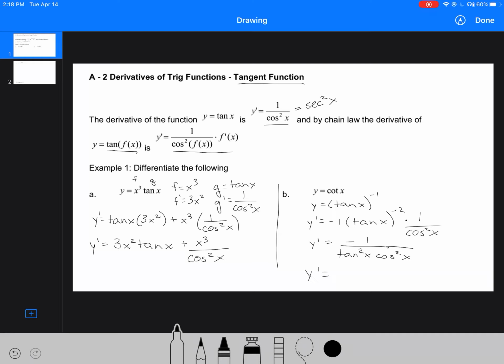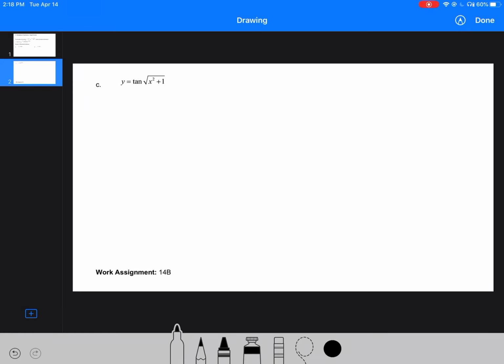And you can actually simplify it to minus cosecant squared x. That wouldn't be necessary for a test or exam in this course, but it's kind of a fun exercise in a trig identity to prove that those are equal to each other. Okay, let's go on to our last example here.